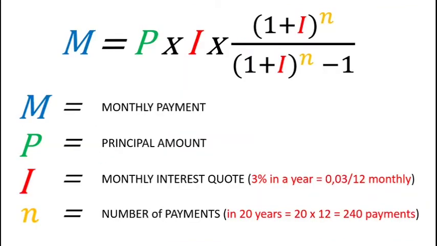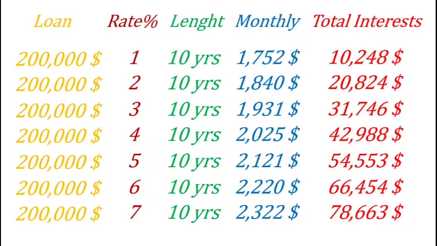The monthly payment can be calculated by this equation, based on the loan amount, the interest rate, and the mortgage length. If we consider a mortgage of 10 years, and an interest rate that goes from 1 to 7%, you can see how the total amount of interest rises due to the interest rate. If the interest rate is 1% higher, the total amount of interest paid in 10 years is $10,248 higher. If the interest rate is 6% higher, the total amount of interest paid in 10 years is $66,454 higher.